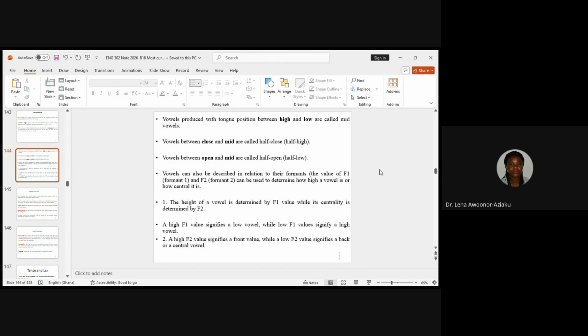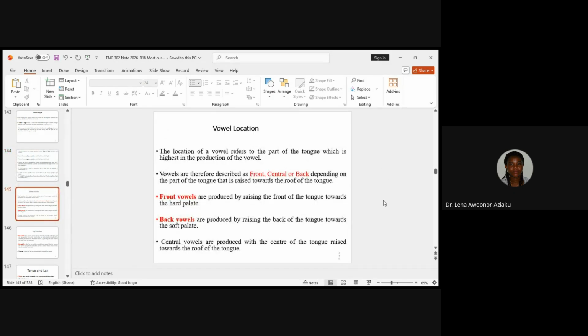Low vowel, mid vowel, and then central vowel and front vowel. So the centrality has to do with formant 2. Now, location of the vowel refers to the part of the tongue. I have said that already.